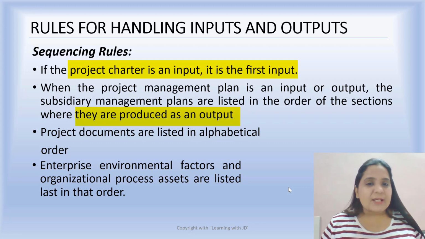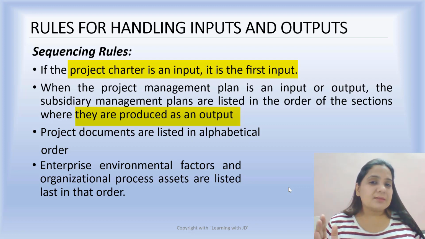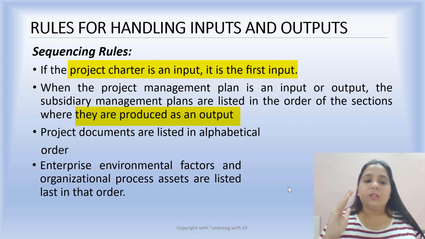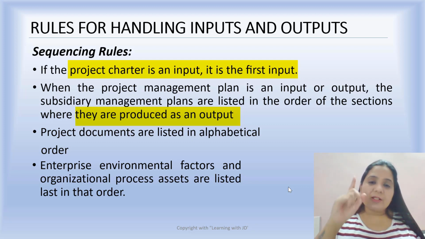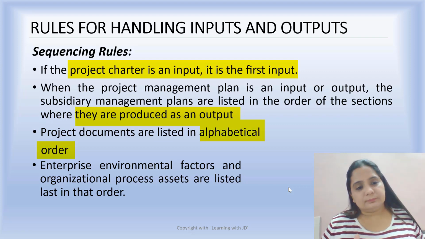Do you remember those sections that we discussed in the last session? Remember that sequence of knowledge areas? The subsidiary management plans are listed in the order of the sections where each is produced as an output. If the first one is scope, it will be scope management plan, schedule management plan, cost management plan, and so on. Project documents are listed in alphabetical order.